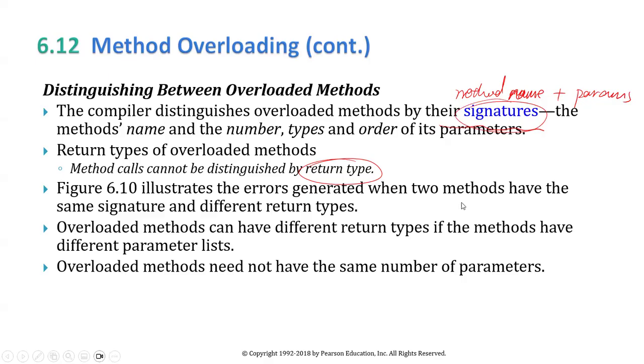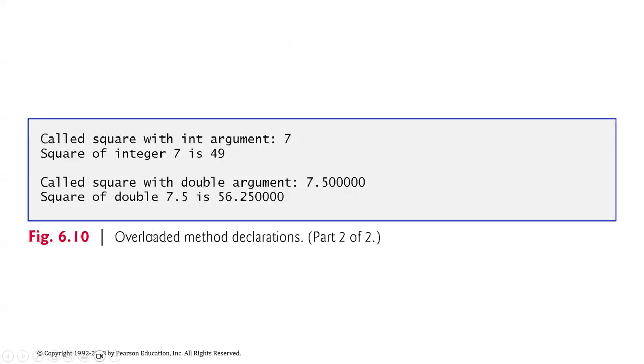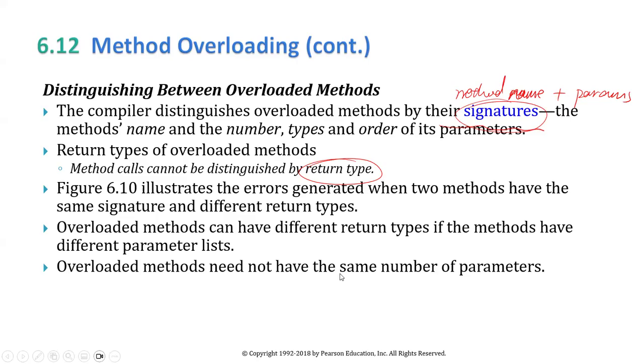Okay, figure 6.10 illustrates the errors generated when two methods have the same signature and different return types. And overloaded methods can have different return types if the methods have different parameter lists, and they need not have the same number of parameters. This is 6.10.